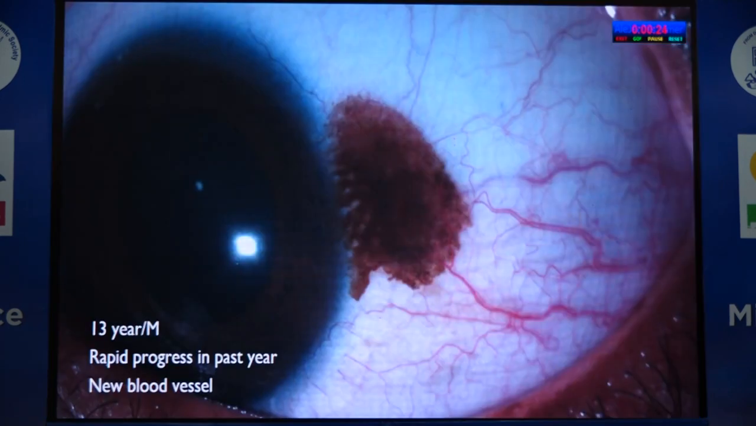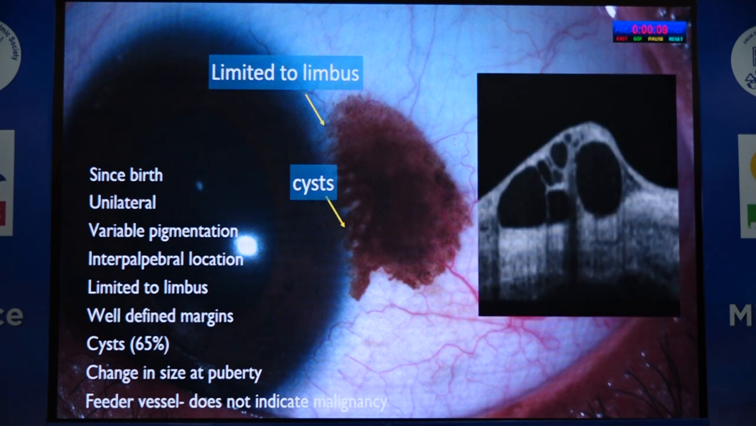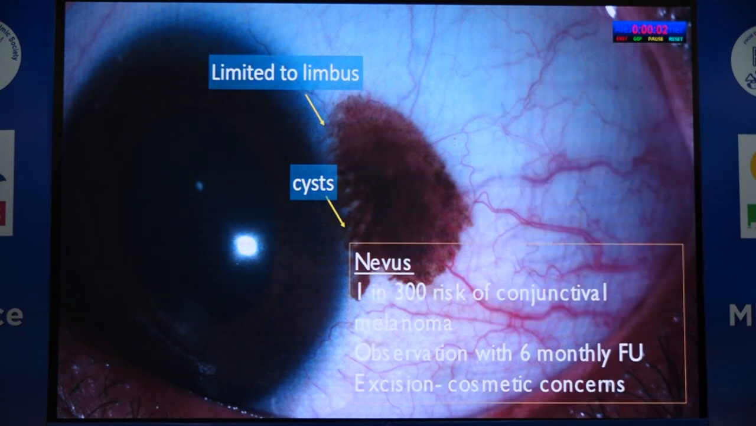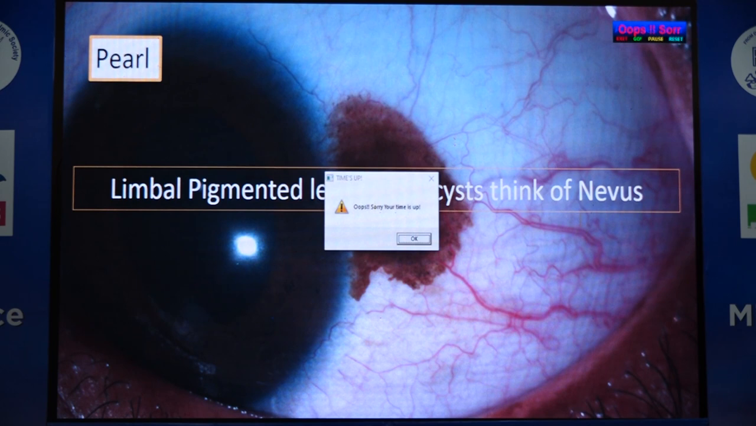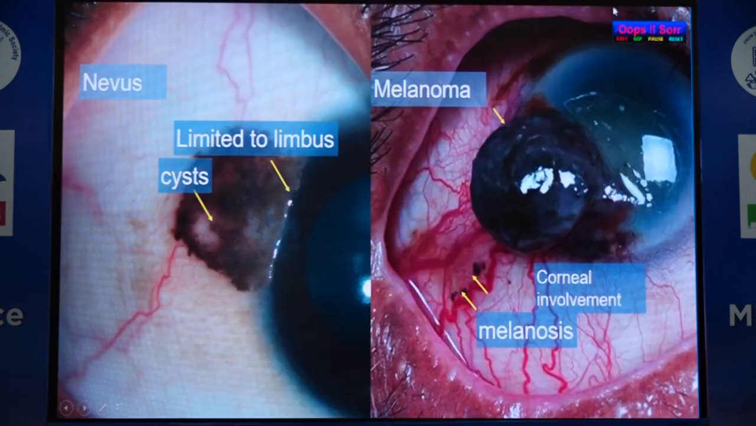Referred to us as conjunctival melanoma, because there was rapid progress in the past year and a new blood vessel has developed. So this is a typical case of a nevus, because you see the cyst, it is limited to the limbus, there is variable pigmentation, and there can be change in size at puberty. A feeder vessel does not rule out the diagnosis of nevus. They have a 1 in 300 risk of transformation. So a limbal pigmented lesion with cyst, think of nevus.